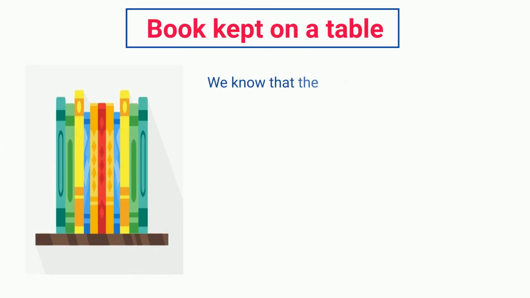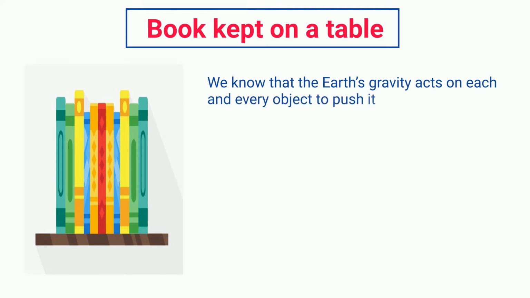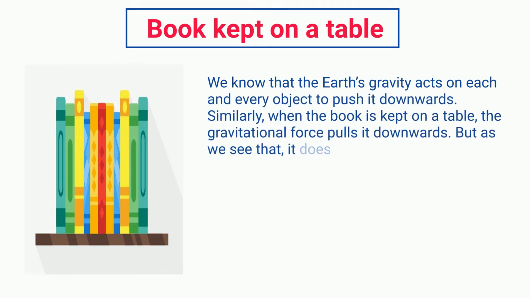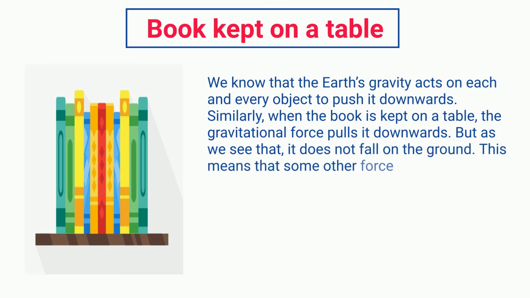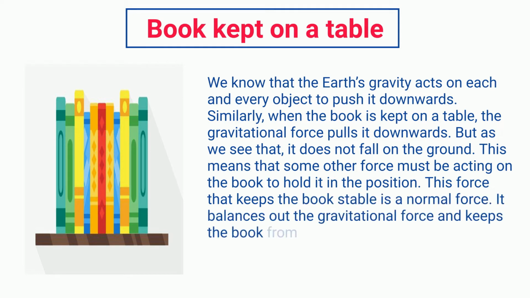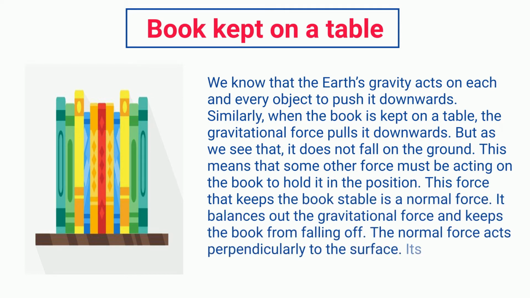Book kept on a table. We know that the Earth's gravity acts on each and every object to push it downwards. Similarly, when the book is kept on a table, the gravitational force pulls it downwards. But as we see, it does not fall on the ground. This means that some other force must be acting on the book to hold it in position.